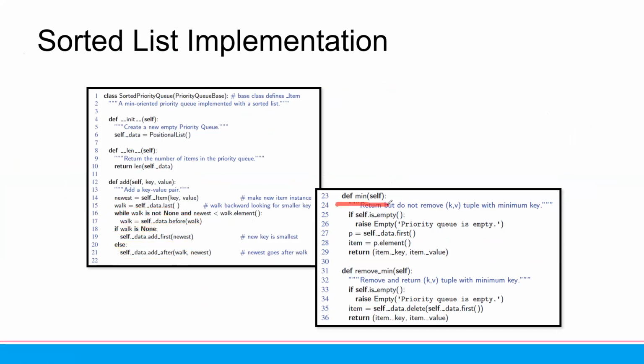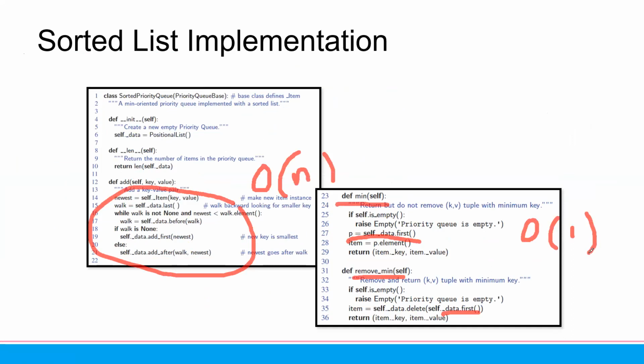If I want to check the minimum, then I will just call the first data. And if I want to remove the minimum, it's also the same. I will check the first data, which is the minimum. So this will be O(n), and this will be O(1).